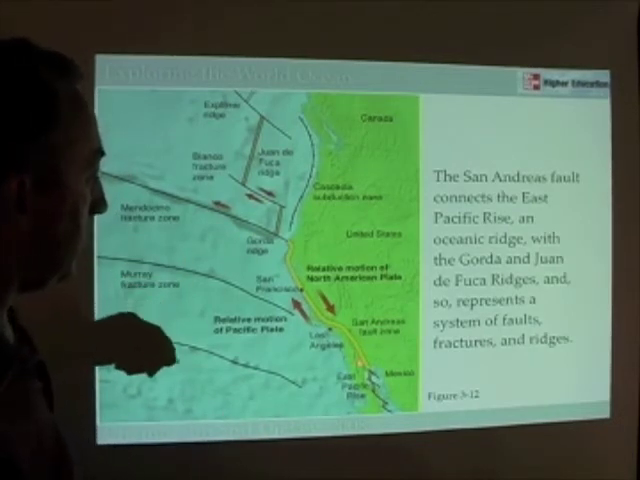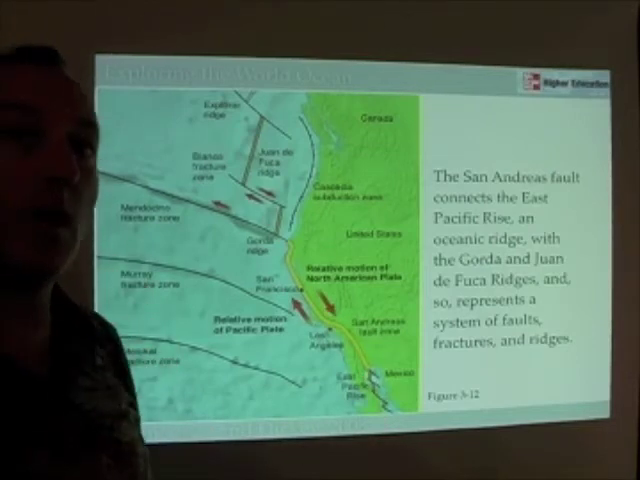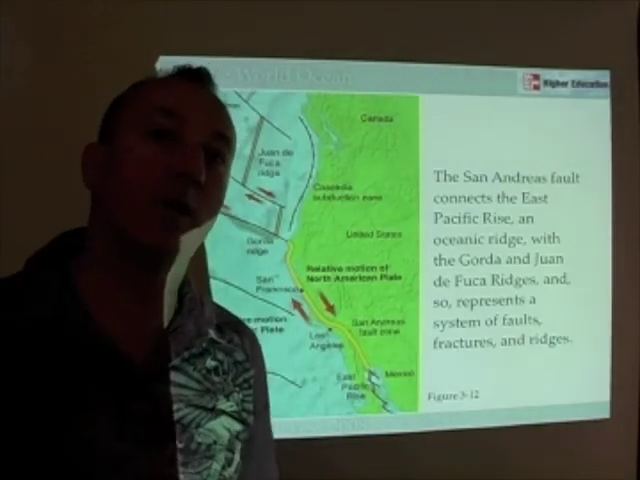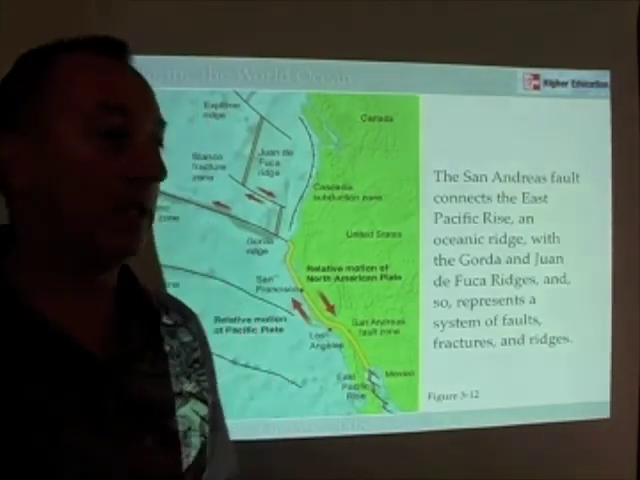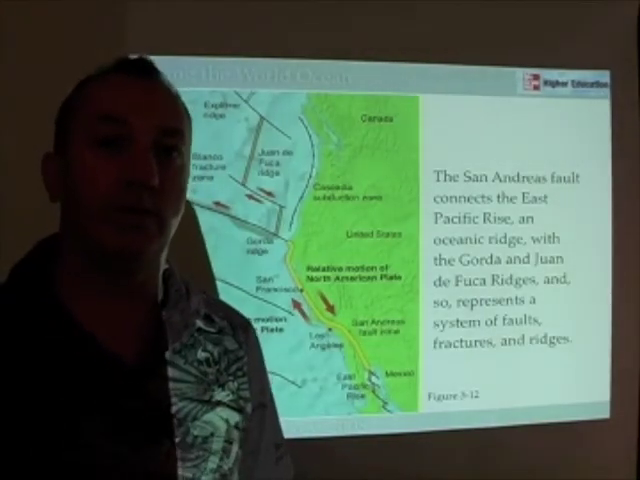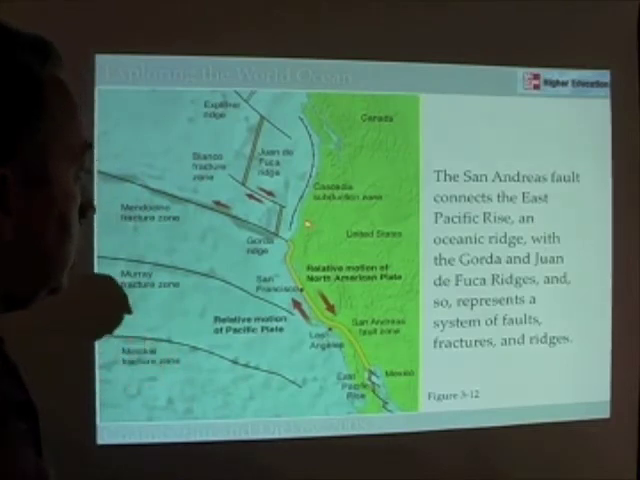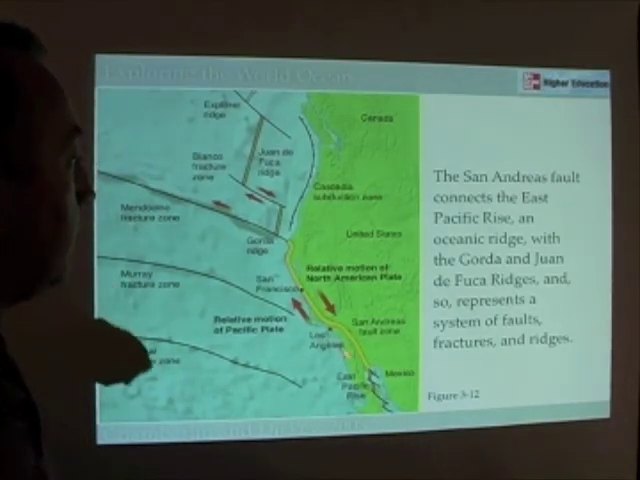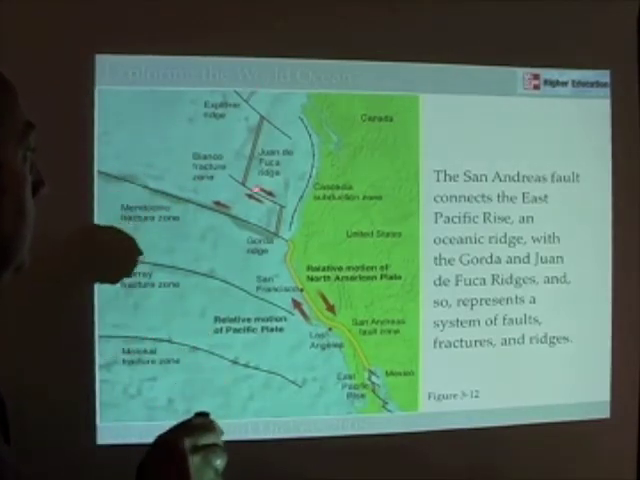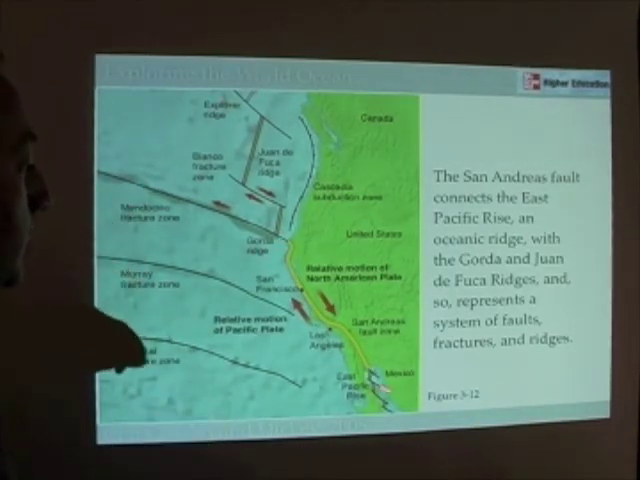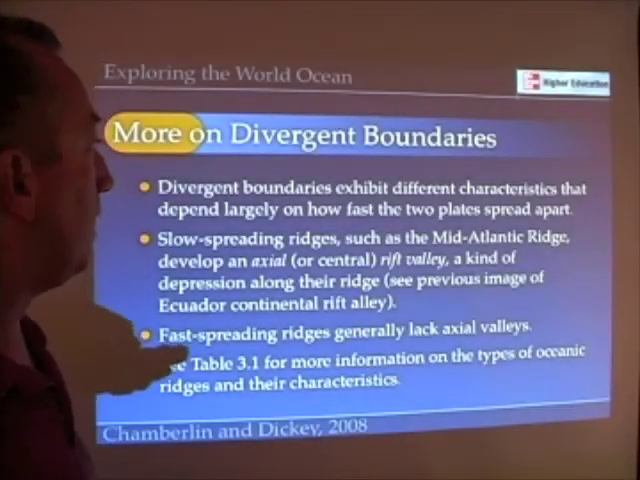And we see that this San Andreas Fault also connects the East Pacific Rise. The East Pacific Rise is sort of the Pacific Ocean equivalent of the Mid-Atlantic Ridge. It's a divergent boundary, a place where we have an oceanic ridge. So you can see that these transform faults act like connector routes or connector faults between, in this case, oceanic ridges. And that again is something to keep in mind as we explore the seafloor.